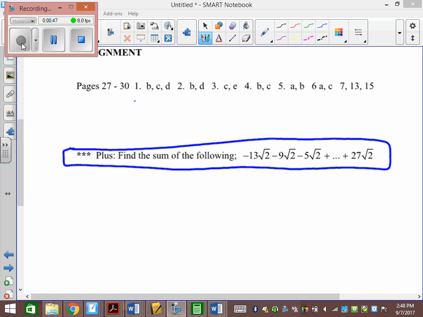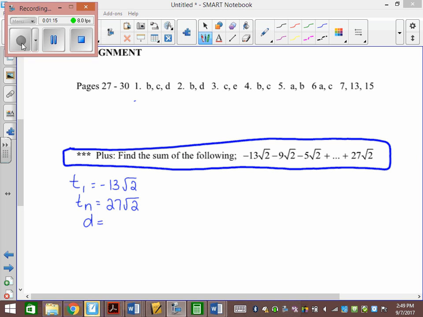So they want the sum of the following. We know the first term, we know the last term, we know the difference, even though you might not believe me. What are we missing in order to find a sum? N. We always need n. So let's figure out what we have here. We have T1 is negative 13 root 2. Tn is 27 root 2.